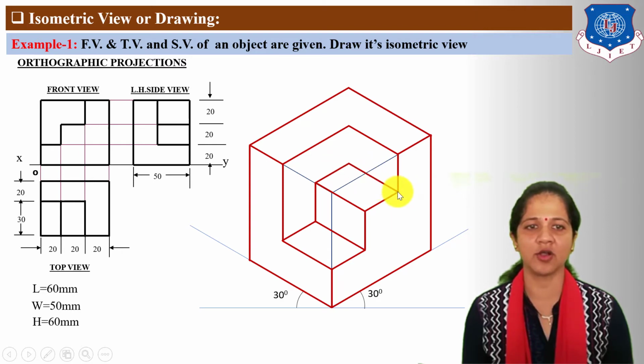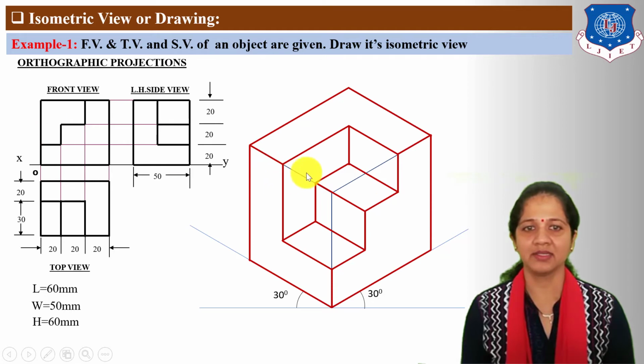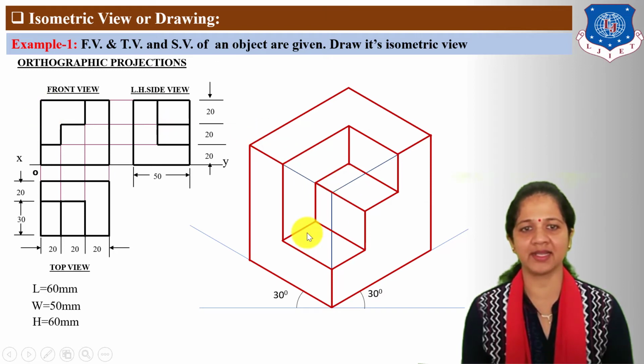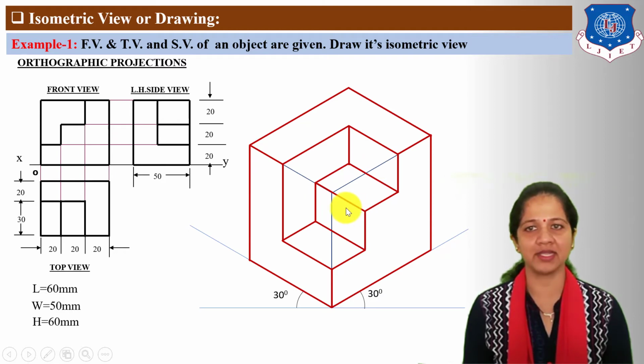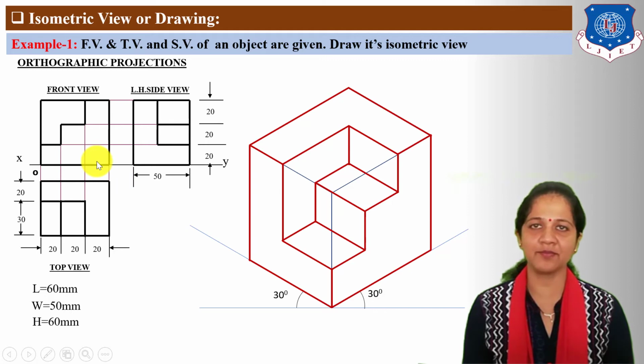From this point draw parallel to width line, because length and height line is already available, and from this point draw parallel to height line. So you can see here this portion indicates the remaining portion of front view. Next, this two rectangle indicate the remaining portion of top view, and this two rectangle indicate the remaining portion of left hand side view. So this is the isometric view or drawing of the given orthographic projection.